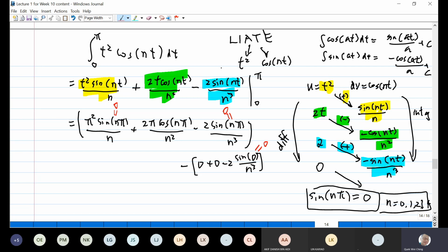Then, how about cosine n pi now? A bit tricky. Cosine n pi depends on whether n is even or odd. So let me write something about cosine n pi first. What you have is actually this one: 2 pi over n squared cosine n pi. This is not your an.